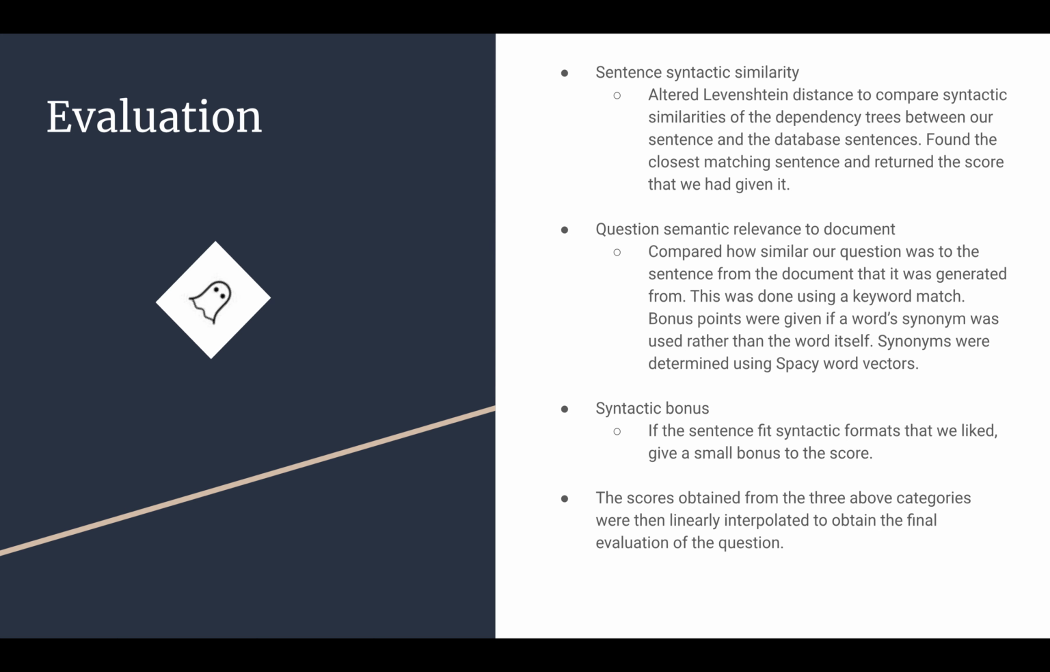After that, we compared our question to the document from which we generated it to determine the semantic relevance. This was done by using a part-of-speech tagger to determine important parts of speech and comparing these words with the document to see how they matched up. We also give bonus points if our question used synonyms of words that appeared in the sentence. Synonyms are determined by using spaCy word vectors. Finally, we perform a simple check on the part of speech of the question to determine if it matched syntactic structures that we liked.